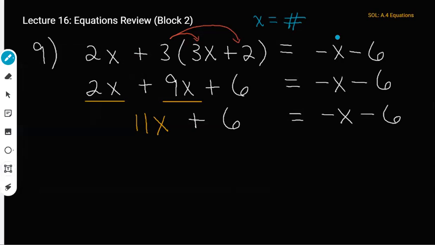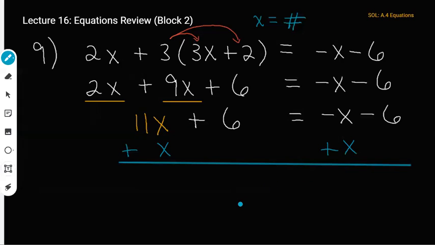So how can I get rid of a negative 1x? I'm going to add x to both sides. So when I do that, the negative x and the positive x are going to cancel each other out, only leaving me with a negative 6. All right, so what's on the left side? I have 11x plus 1x. That's going to give me 12x.